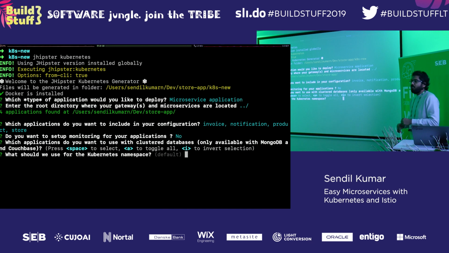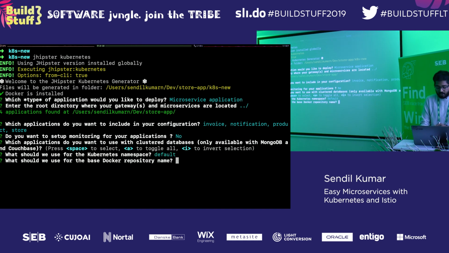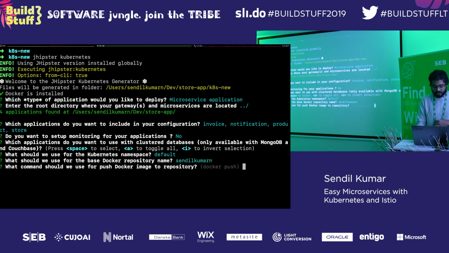And finally, it asks you what namespace of Kubernetes. I'd like to define a namespace as a folder in Kubernetes. It's where you put all those things that you want to run inside one particular folder. For now, let's just select the default one. And it asks you for the Docker repository name, because it has to push that image into your Docker repository. So I put my name over there.